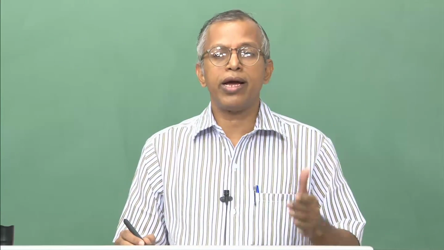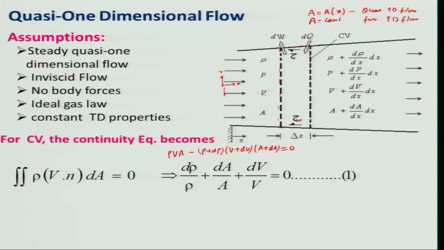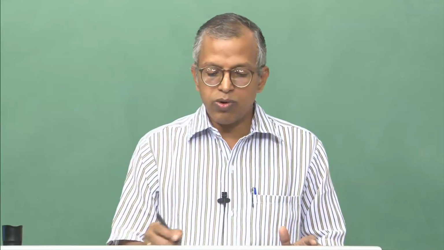If I simplify this, neglecting the higher order terms, I can get an expression which says that d rho by rho plus d A by A plus d V by V is equal to 0. What does this really say? This is basically the mass flow rate entering here and the mass flow rate exiting the control volume. So, m dot exit minus m dot in is equal to 0. We have already talked about it, d m by d t is equal to m dot E minus m dot I, so you can get this expression.